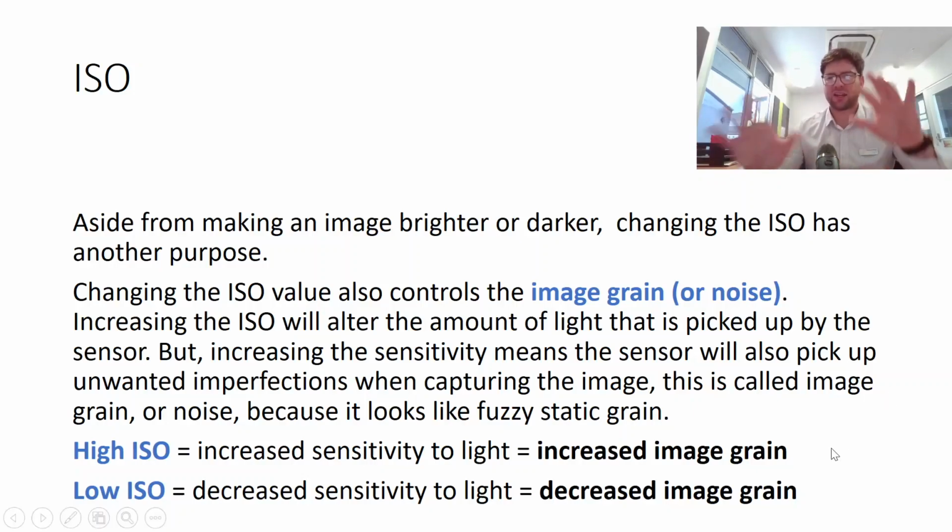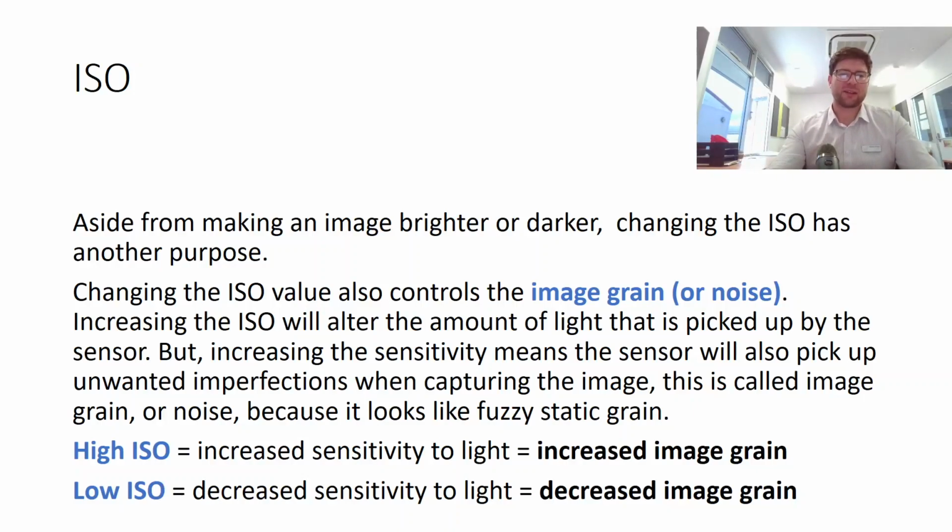And what those static and impurity things are is called image grain or image noise. So when you see an image, and I'll show you one in a sec, that has little fuzzy, staticky looking grainy bits on it, that's called image noise. And that happens when you have a high ISO, and it does not happen when you have a low ISO.